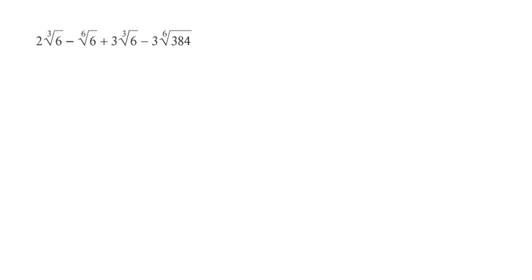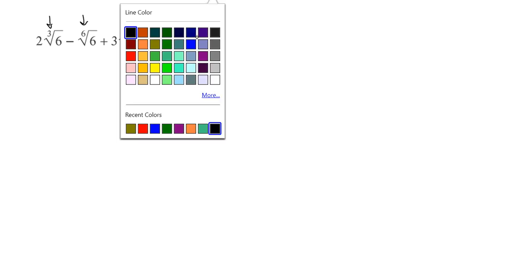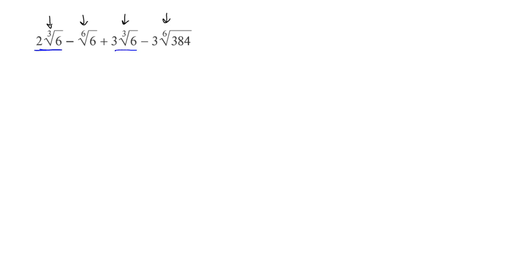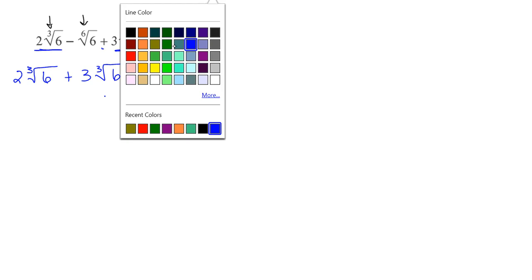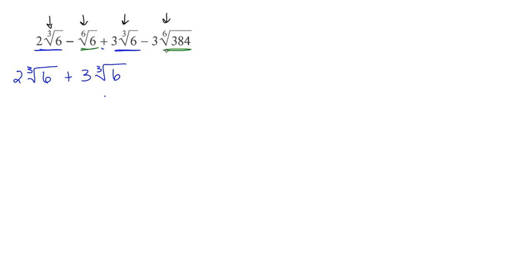Let's look at this one. So we've got 3 here, and a 6, and a 3, and a 6. So obviously we can't combine them all together because they don't have the same numbers out on the shelf. But a couple of them do. So these two both have an index of 3. So I'm going to write those next to each other. Plus, because it was plus, 3 cube root of 6. And then the other two have an index, the number on the shelf, of 6. So I'm going to write those down.